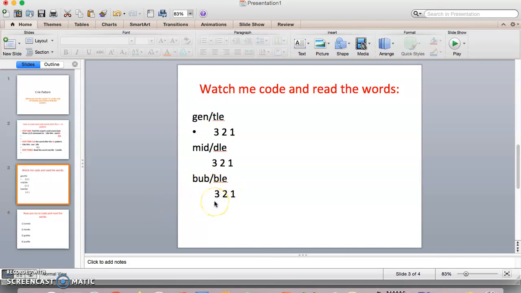Excellent. So what did we learn today? We learned today how to code and read words with a consonant LE pattern. When there's a consonant LE pattern, when we see an E at the end of a word, we have to count back 3, and then we split the word. After that, we have to read the word.